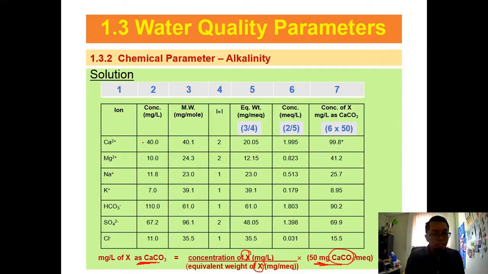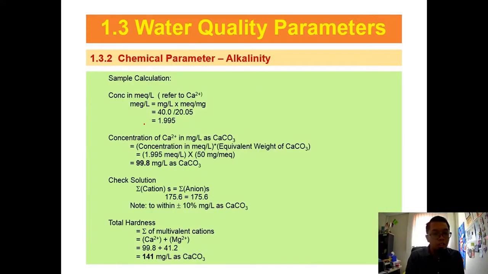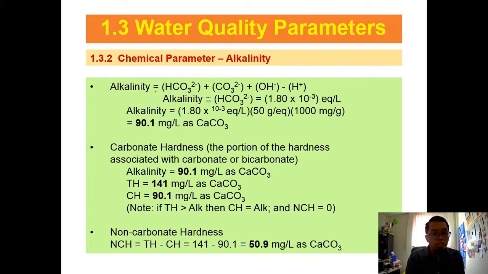Similar to the hardness, you get the answer. That is already settled. Now just for the alkalinity. In this question it is only given for the bicarbonate ion. There is no carbonate, so only bicarbonate is given here. So the answer is 90.1 mg per liter. If the concentrations of carbonate, hydroxide and hydrogen ions in the water are given, then you need to add and subtract.